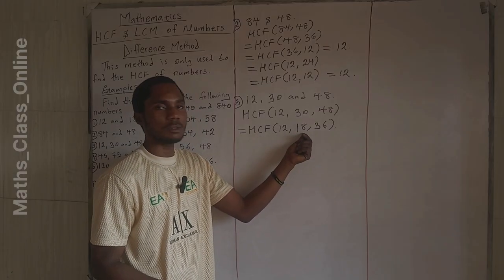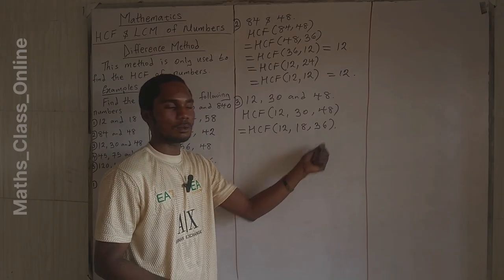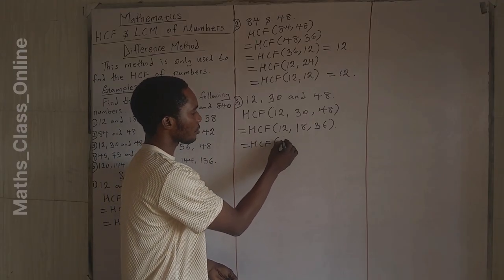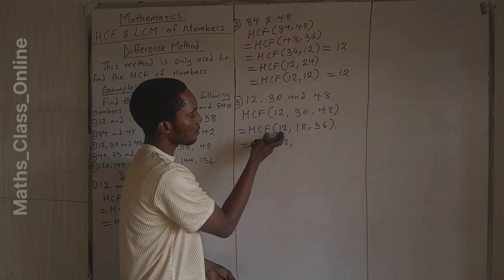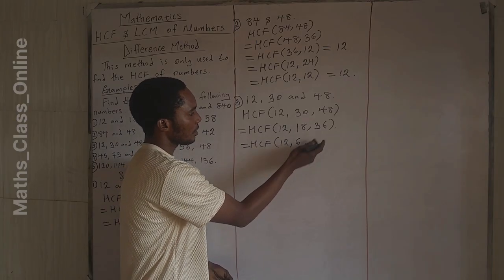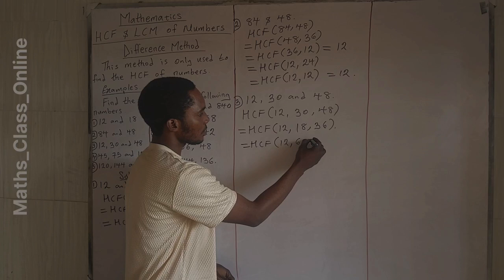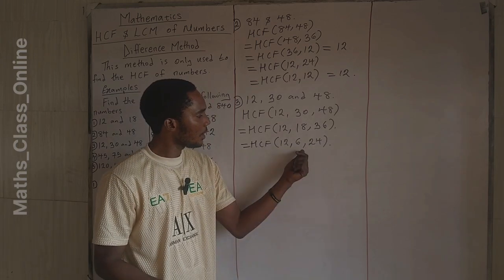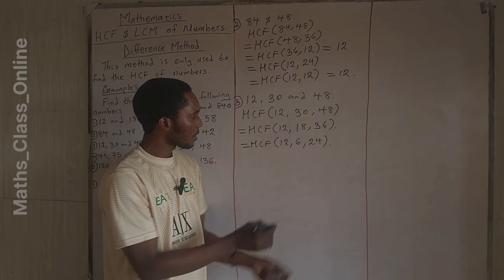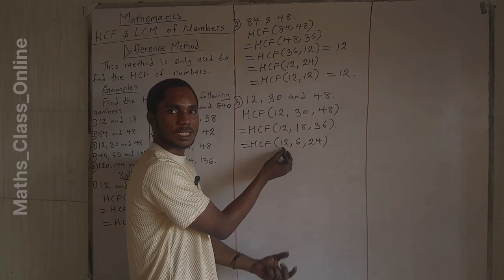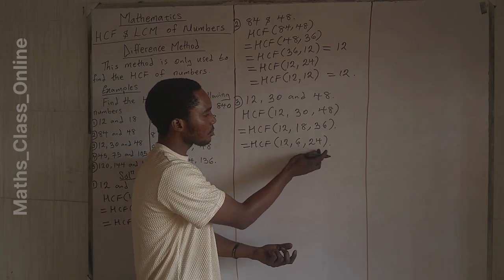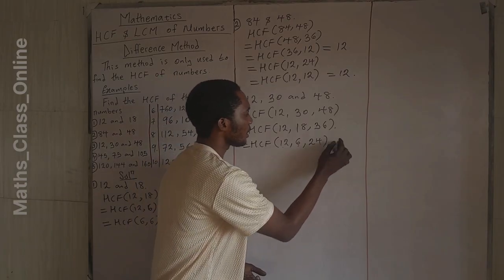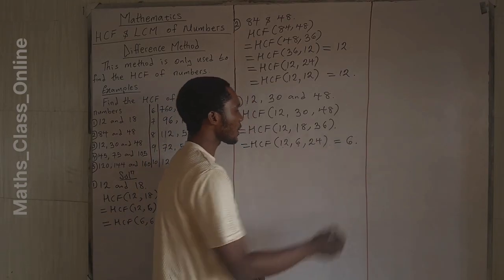Can 12 divide 18? No. Can 12 divide 36? No. So this is the same as HCF of 12. 18 minus 12, that is 6. 36 minus 12, that is 24. The least number here is what? Is 6. Can 6 divide 12? Yes, 6 can divide 12. Can this 6 also divide 24? Yes, 6 can divide 24. That means that the highest common factor is 6.